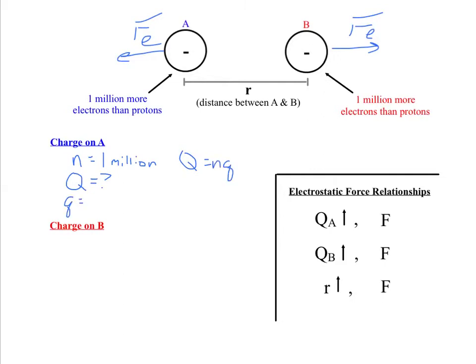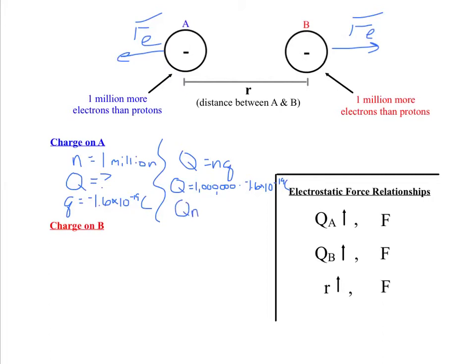Now little q is going to be the charge on a single electron, so negative 1.6 times 10 to the negative 19 coulombs. So if I want to plug this in now to get my big Q, and I'd like you to use your calculator to do this too. Big Q equals 1 million times negative 1.6 times 10 to the negative 19 coulombs.